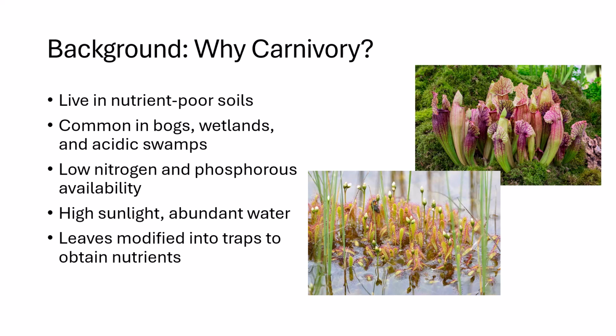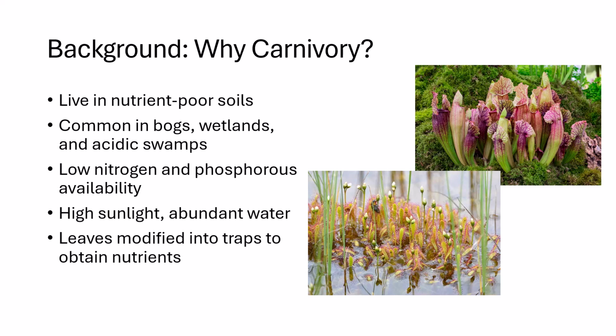These areas usually have plenty of water and sunlight, but the soil is extremely poor in nutrients, especially nitrogen and phosphorus. Because the soils are often acidic and low in oxygen, decomposition happens very slowly. That means nutrients are not released back into the soil the way they are in more typical ecosystems. So even though these plants have water and light for photosynthesis, their roots can't obtain enough of the minerals they need for growth.